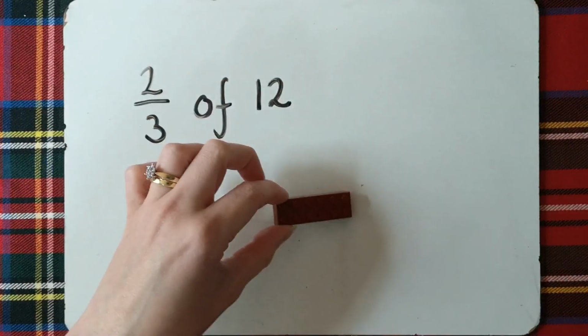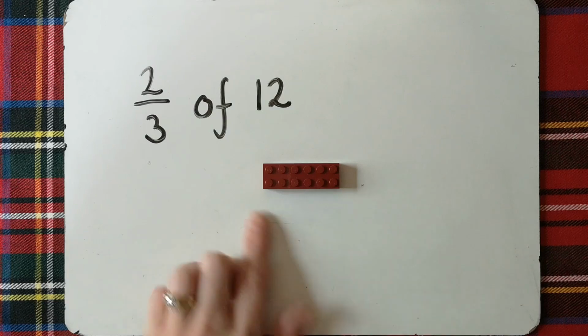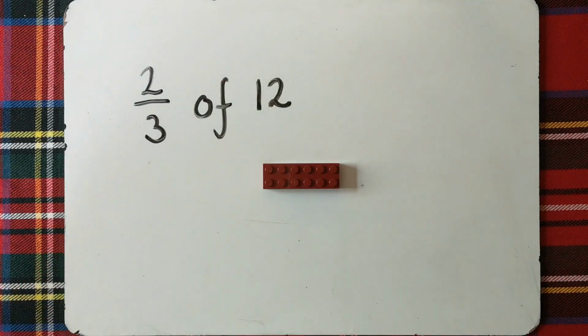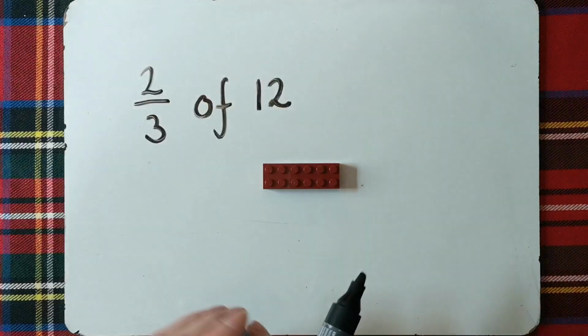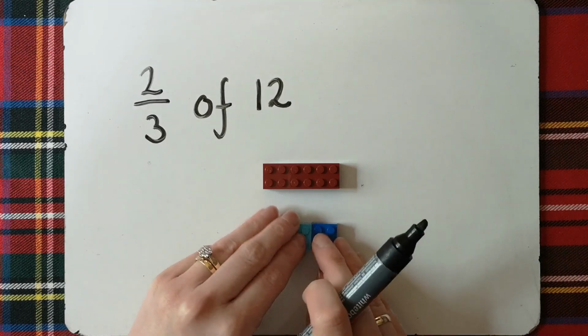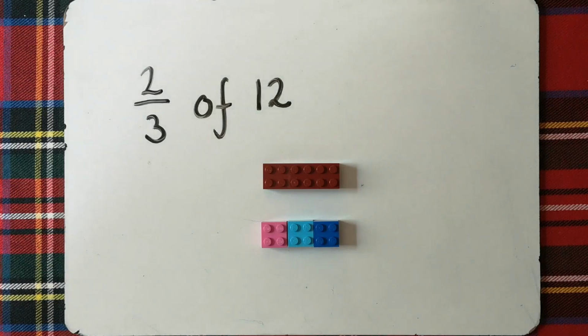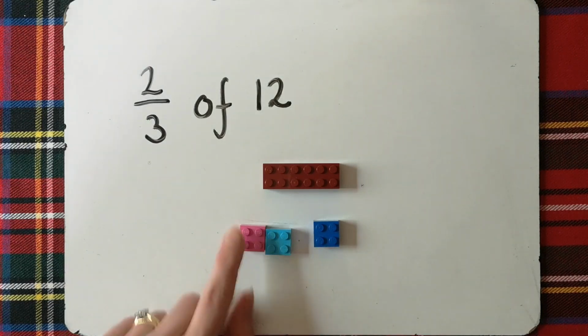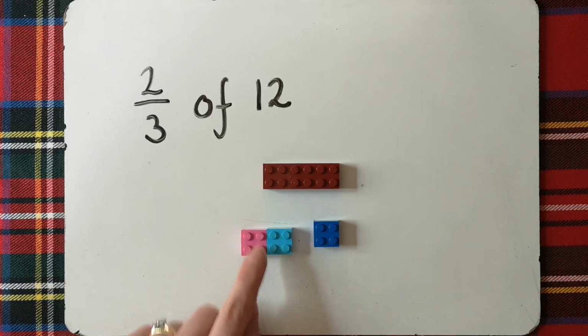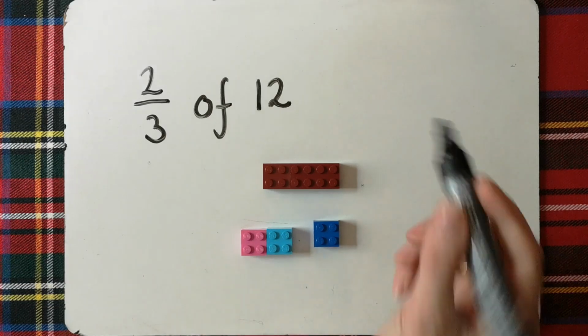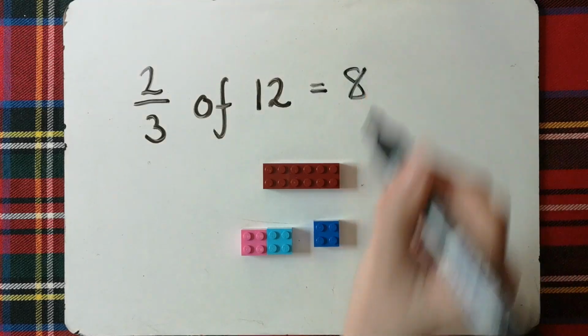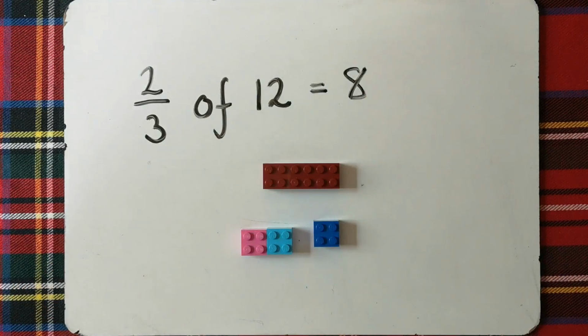So here I have my Lego block that has 12 studs on it. I want to divide it by the denominator and split it into 3 equal sections. So here I've split it into my 3 equal sections. Now today I want to find out what 2/3 of that would be. So 2/3 of the sections, so 2 of these sections. So I can see that altogether 2 of the sections have 4 studs each, which would give me 8. So 2/3 of 12 is 8.